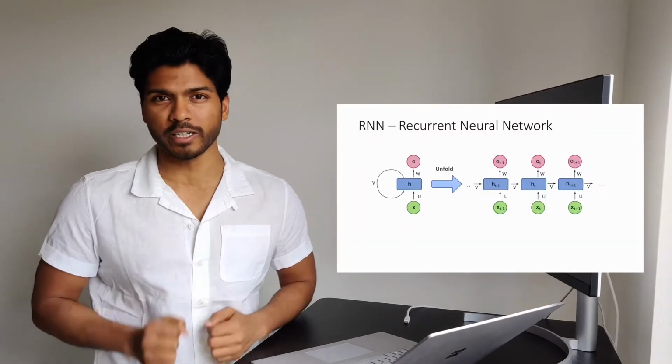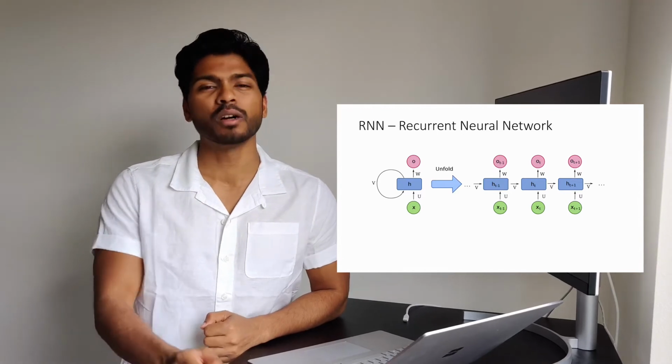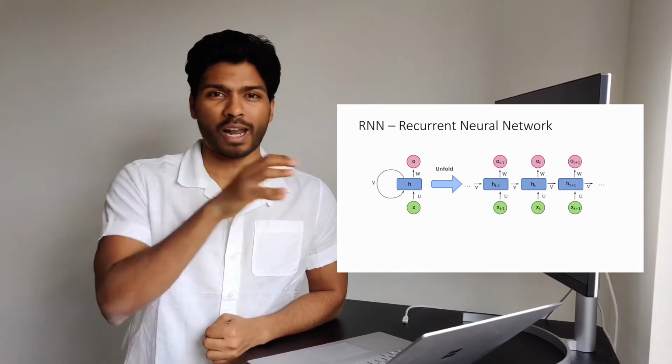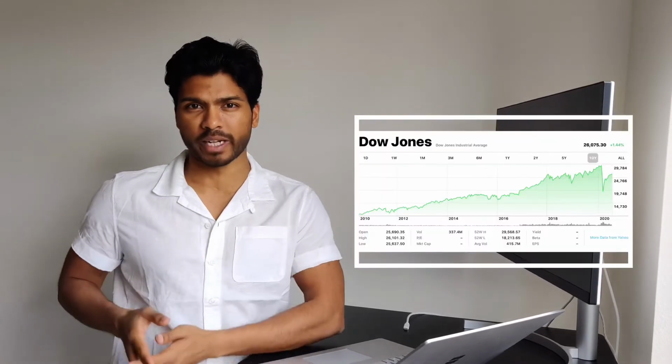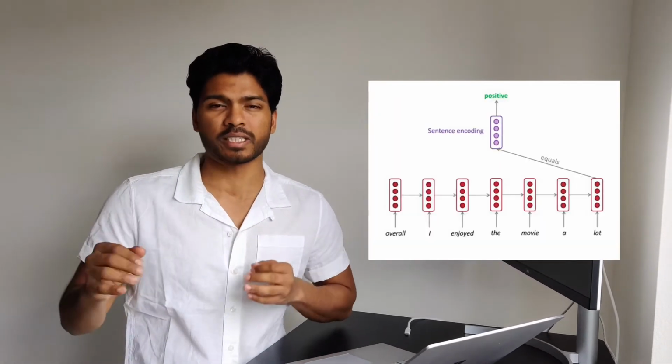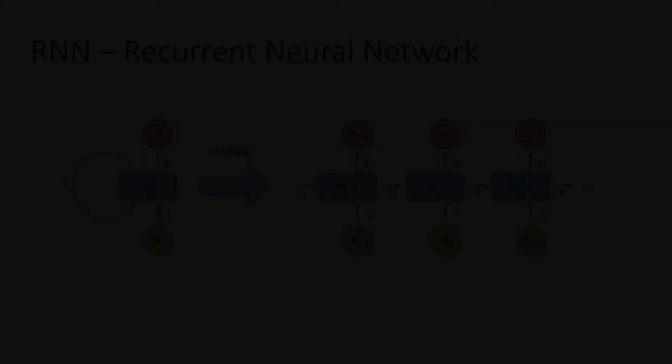The next architecture that we are going to discuss is called recurrent neural network, or RNN. RNN is a type of artificial neural network where the output of the last step is provided as an input to the next step. So temporal sequence data such as weather data, stock market data, or texts like sentences are good examples where RNN is pretty successful.